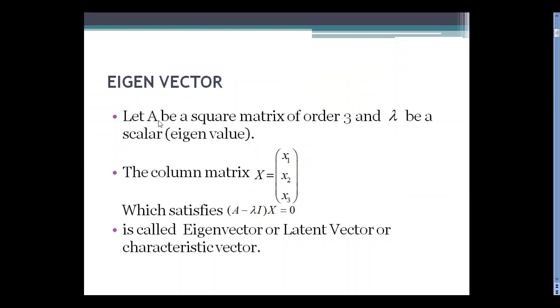Eigenvector definition: Let A be a square matrix of order 3, and lambda be a scalar which is an eigenvalue. Then the column matrix X, which we take as x1, x2, x3, satisfies (A minus lambda I) X equal to 0. This is called an eigenvector or latent vector, and we also call it a characteristic vector.